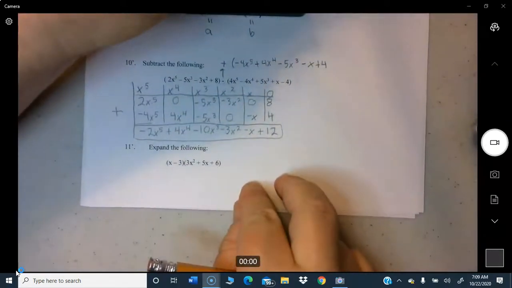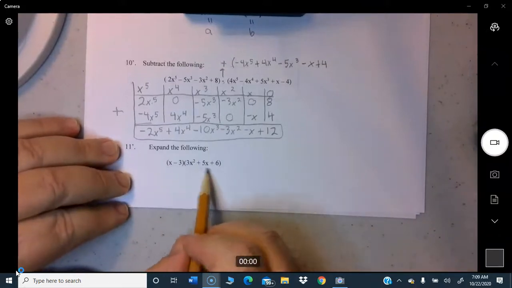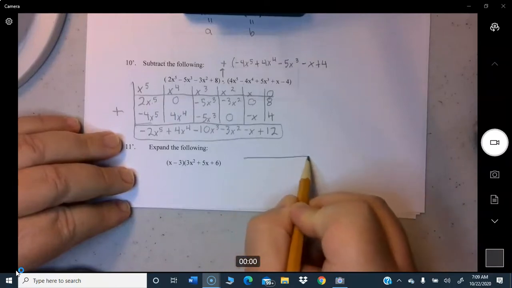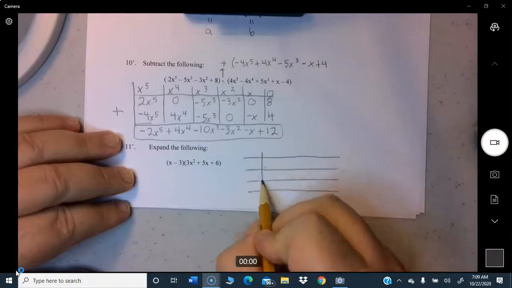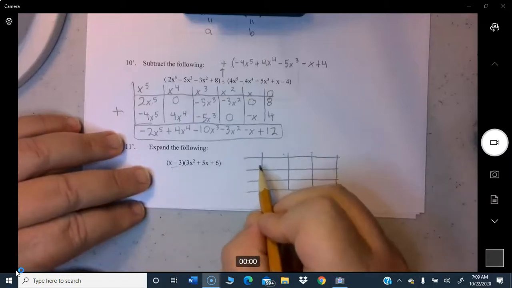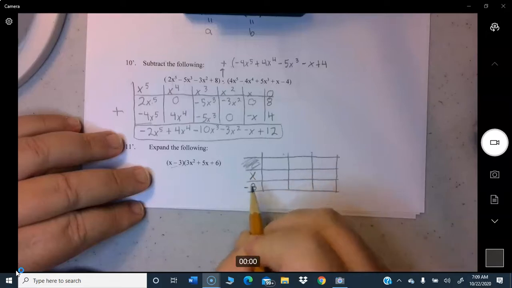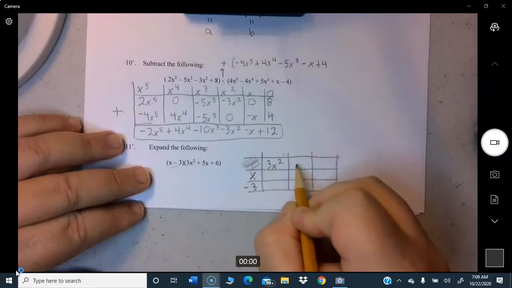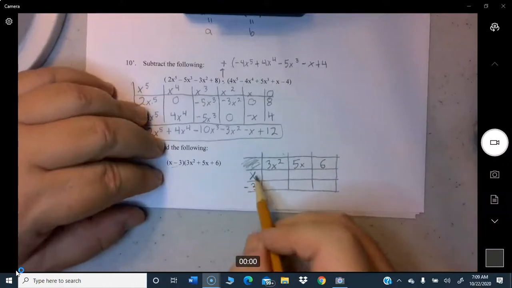Alright, let's go ahead and do this. This is a multiplication. So I have 2 terms there and 3 terms there, so I'm going to go ahead and do 3 rows and 4 columns. Okay, and over here I'm going to put the x minus 3. This one you can kind of color in like that. And this. Okay, and now you multiply.